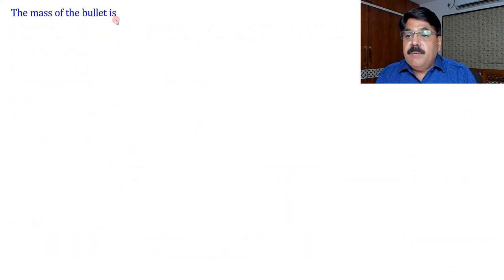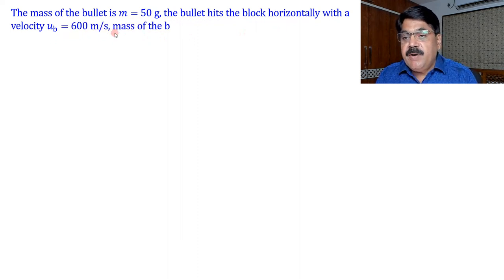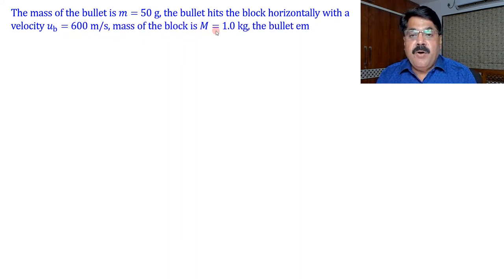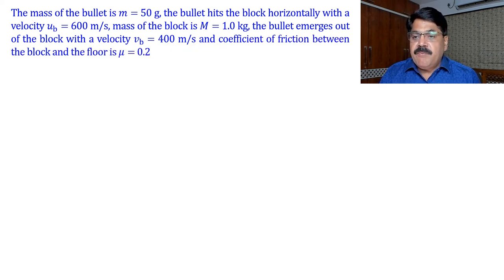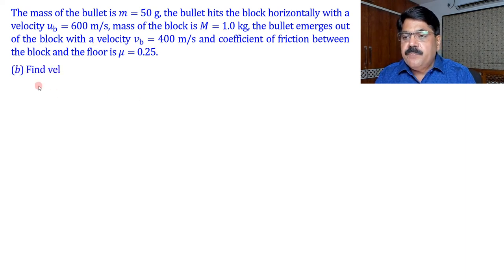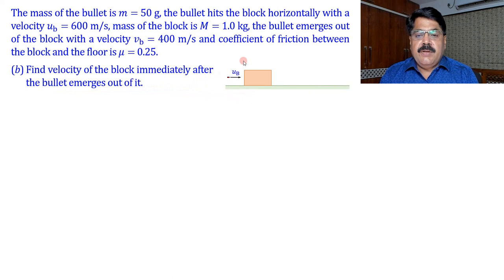The mass of the bullet is m equal to 50 gram. The bullet hits the block horizontally with a velocity of u_b equal to 600 meter per second. Mass of the block is M equal to 1 kg. The bullet emerges out of the block with a velocity v_b equal to 400 meter per second, and coefficient of friction between the block and the floor is mu equal to 0.25. This information is given. Now with these values given, we have to calculate something. What? Find the velocity of the block immediately after the bullet emerges out of it. So that was the situation.